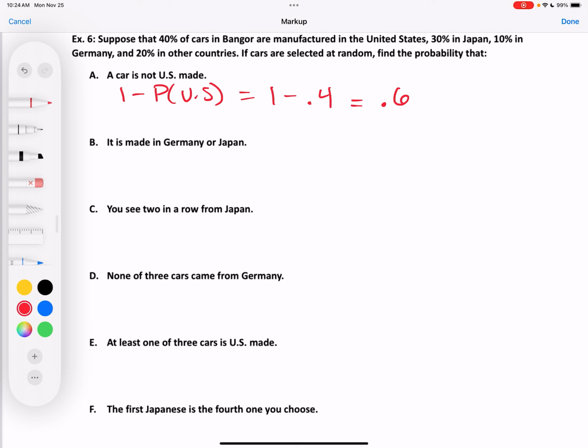The next one is 0.4. How did you get that? I added the 30% in Japan and the 10% in Germany, and I subtracted that from 100. You subtracted it from 100 and you got 40? Oh no, I just added. Yep, we added them together, so that gives us 0.4.